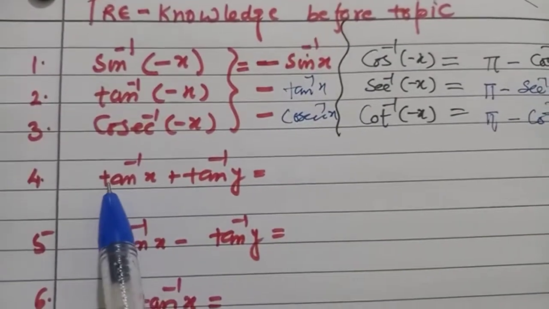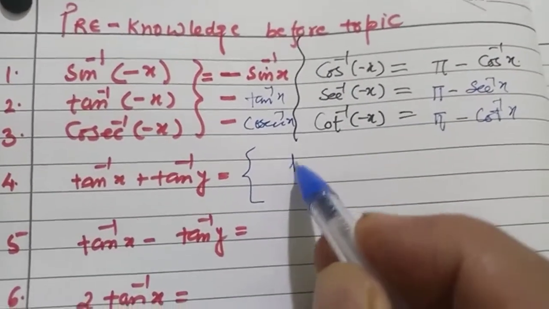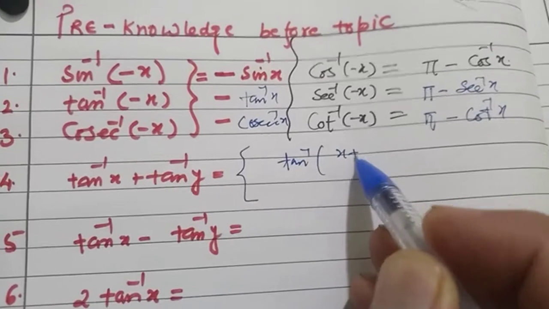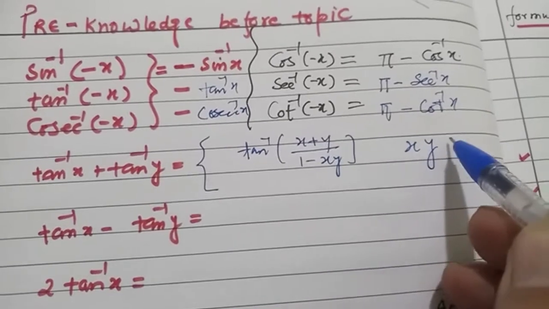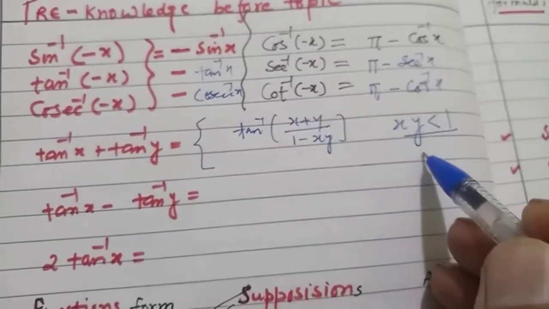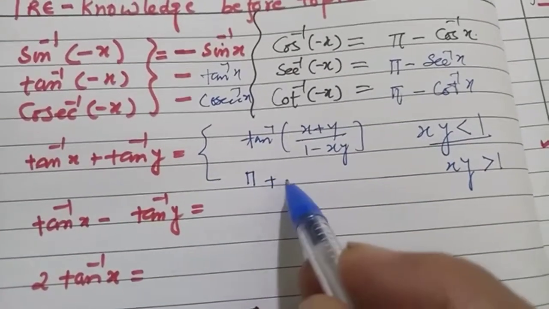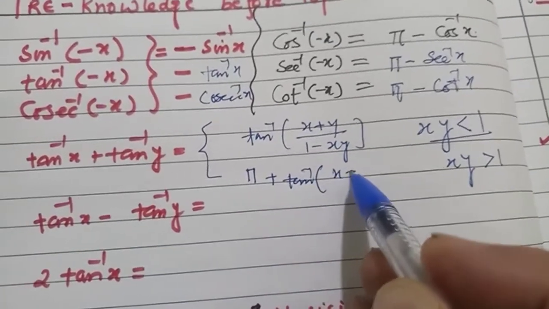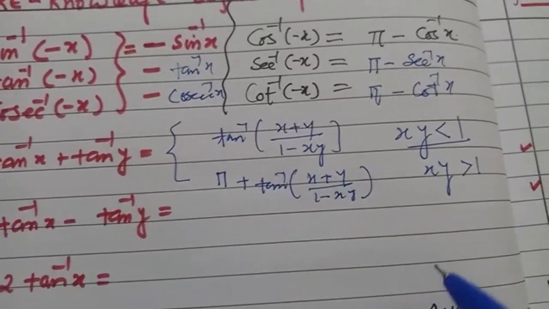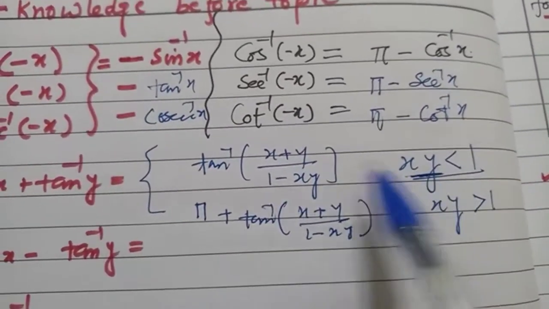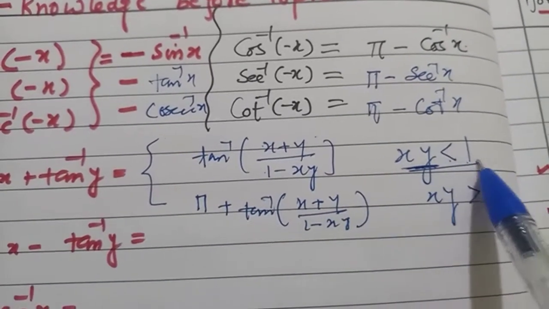Then these results of tan inverse x plus tan inverse y, it has two answers. One is tan inverse (x plus y) over (1 minus xy), if xy is less than 1. Now in case xy is greater than 1, then the result changes. It is pi plus tan inverse (x plus y) over (1 minus xy). So this condition should be learned, that tan inverse (x plus y) over (1 minus xy) is the result if xy is less than 1.